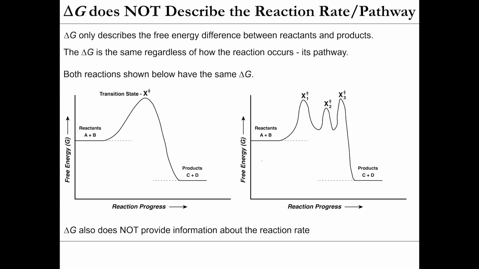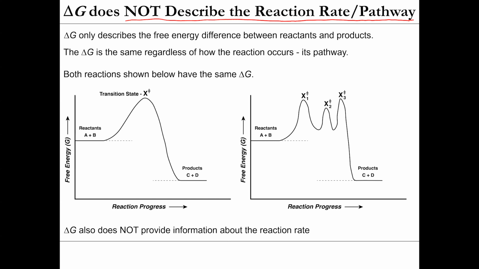I mentioned it before, but it's very important, I want to reemphasize it: delta G does not describe the reaction rate, so the speed at which the reaction will occur. It also doesn't describe at all the pathway, so how the reactants are going to be converted into products. Delta G only describes the free energy difference between the reactants and the products. So it'll tell us whether a reaction is going to be spontaneous or not spontaneous, whether it's going to be exergonic and release energy or endergonic and require the input of energy. But it's not going to tell us how fast that reaction will occur or the pathway.